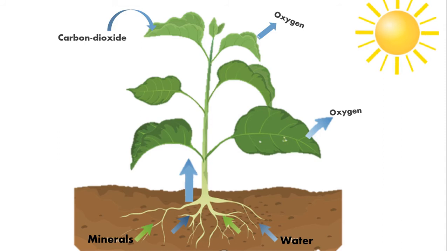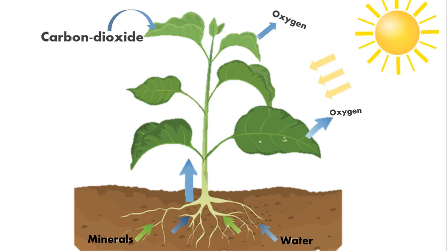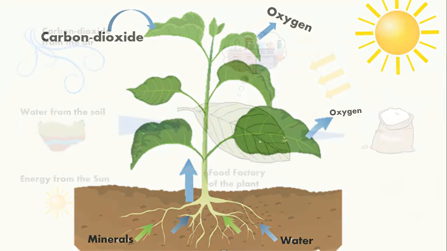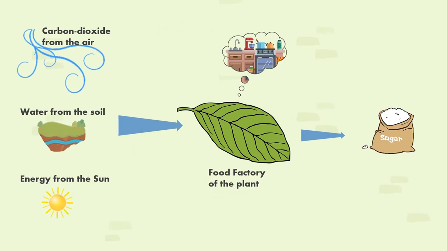And this food prepared by the leaf is sent to all other parts of the plant. In this process of making food, oxygen gas is also released through the stomata. No doubt, the leaves of plants play the role of a kitchen, where plants make their food. So leaves are called the food factory of the plants. So what is this food prepared by the leaves? It is called glucose, and glucose is a kind of sugar.